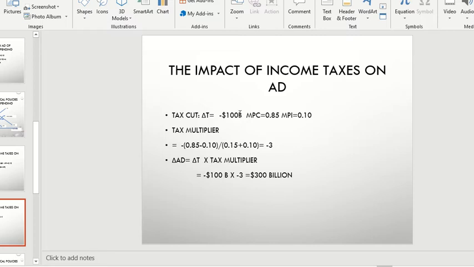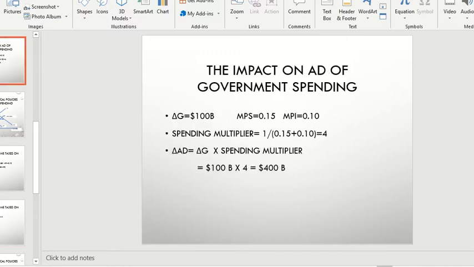Okay? So take, for example, this $100 billion. So if we consider an increase in government spending of $100 billion, so before the multiplier effect kicks in, the very first round, the aggregate demand increases by $100 billion because government spending by itself is a component of aggregate demand. Okay? So that's the full effect on aggregate demand in the very first round.